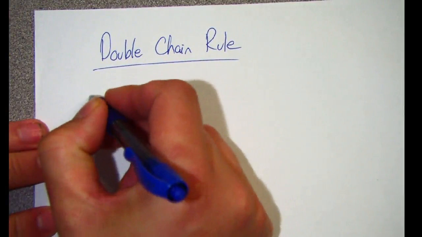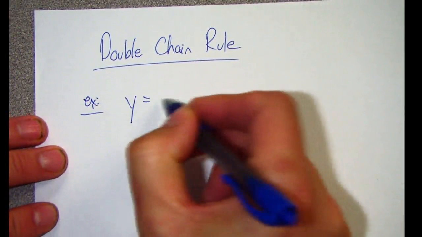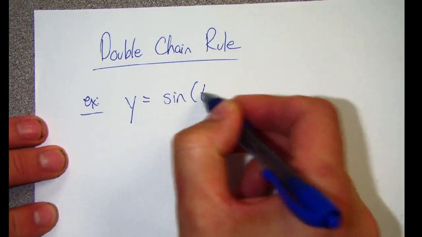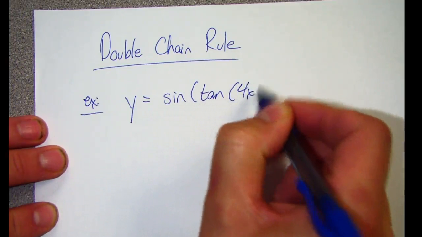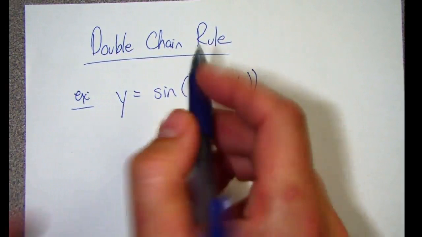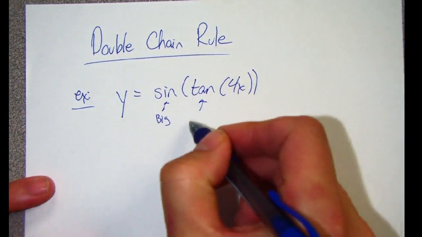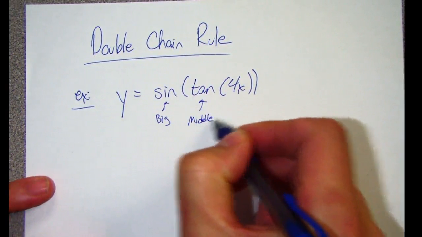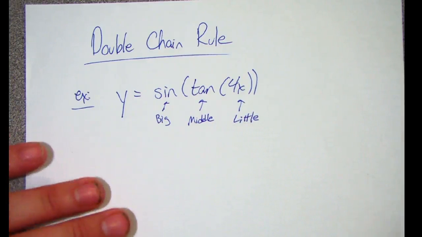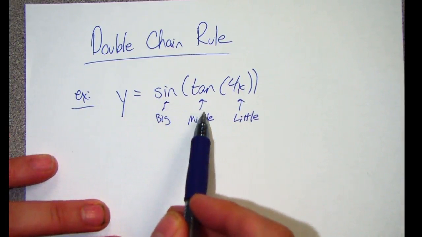I want you to do number 1 through 5 on the worksheet, and we'll do the rest tomorrow. So let's say I had sine of tan of 4x. What we've got here is our big guy, this is our middle guy, and this is our little guy. So there are 3 levels instead of 2. You always set u equal to everything other than the big guy.